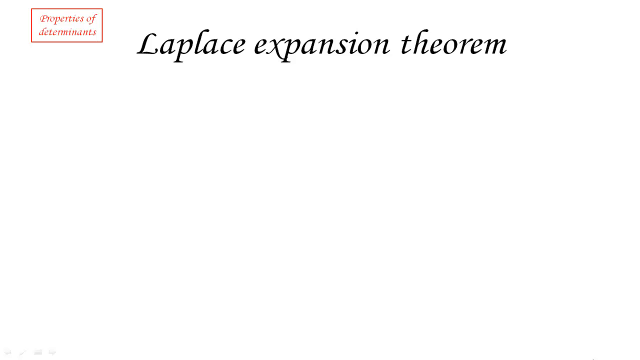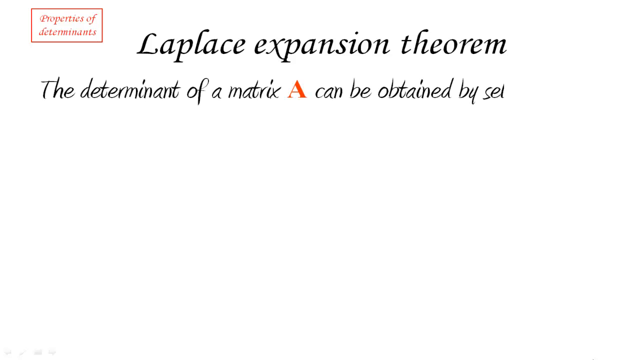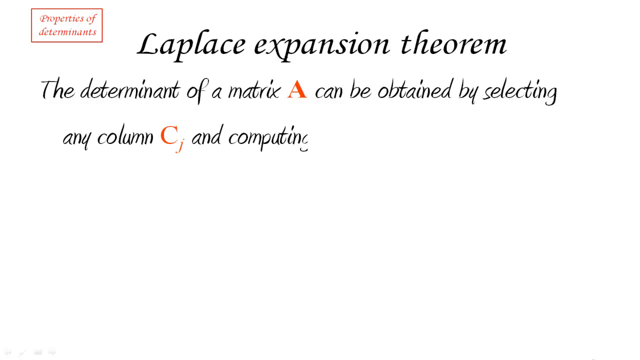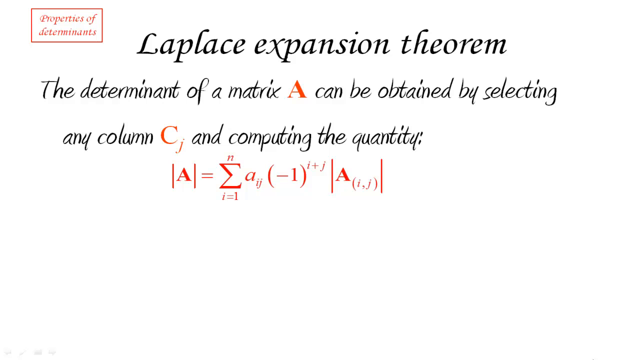So the same Laplace expansion theorem says that the determinant of a matrix can be obtained by selecting any column Cj and computing the quantity. Okay, this time we're going to compute it as the sum with i changing from 1 to n of each of the elements of column j times the corresponding cofactor.